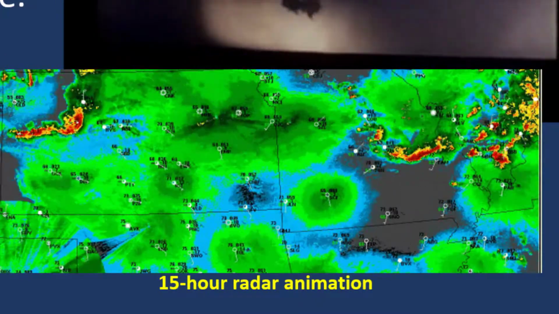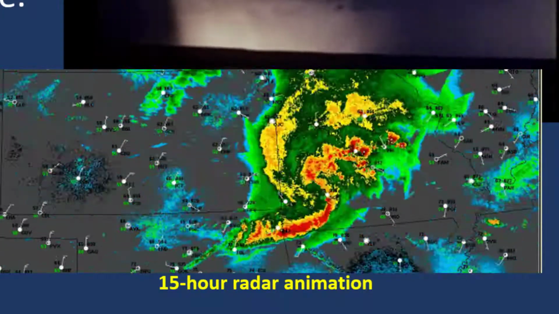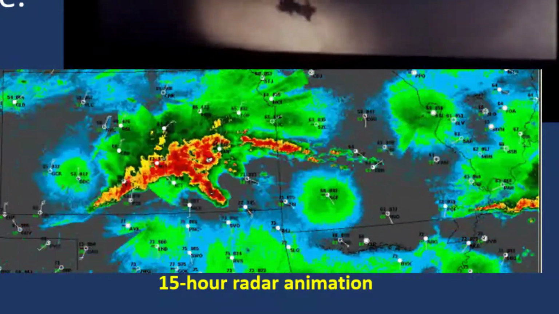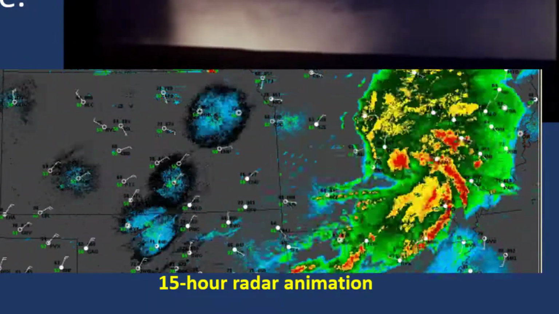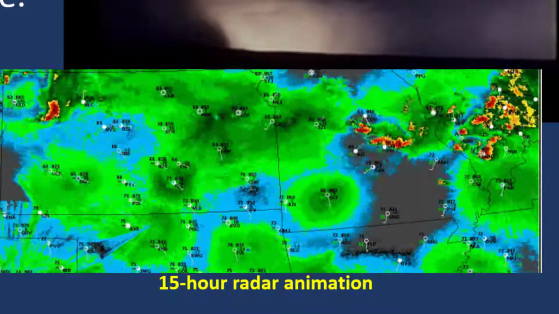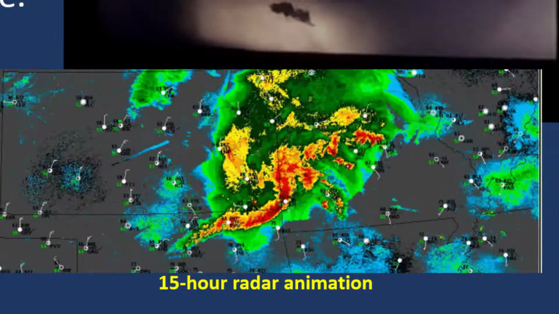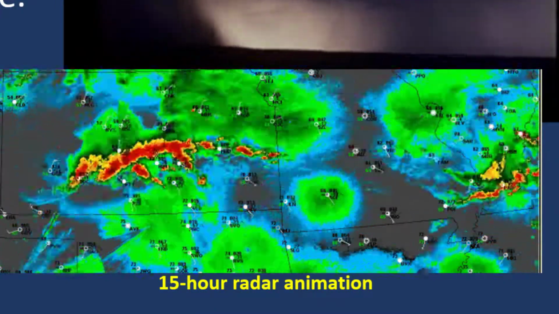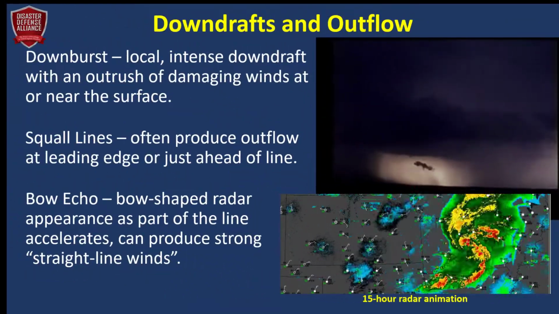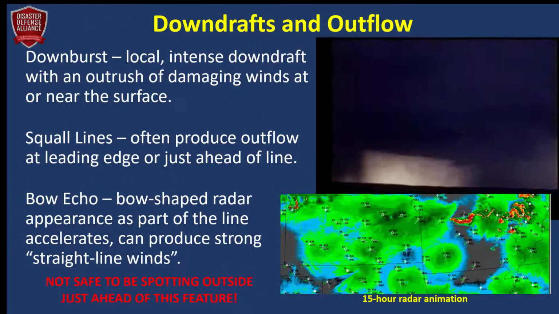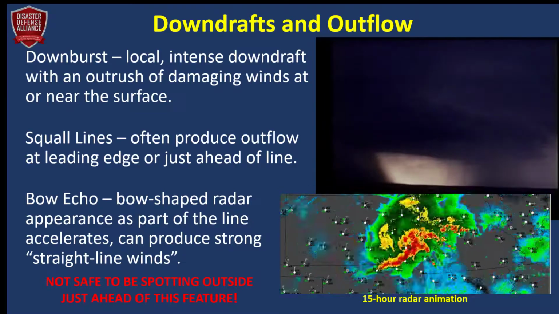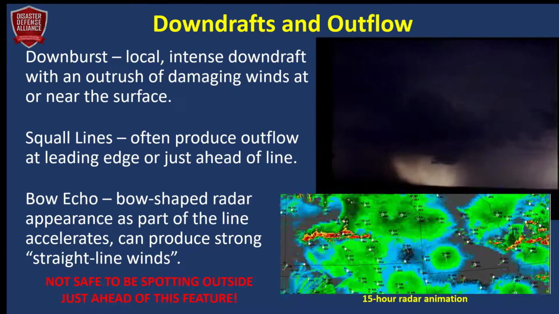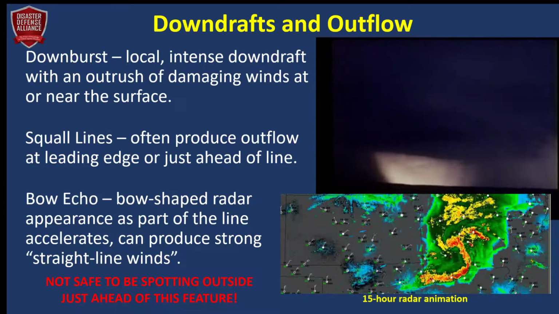In this 15-hour radar animation, notice how fast the line of storms is moving, likely at least 60 miles an hour. As it moves across southeastern Kansas and southwestern Missouri, the line quickly bows, as the storms in the center part of the line move faster than those north and south, creating this bowing evolution on radar. If you're in the path of this type of storm pattern, it is not safe to be outdoors observing, and you should seek shelter from the approaching severe wind.